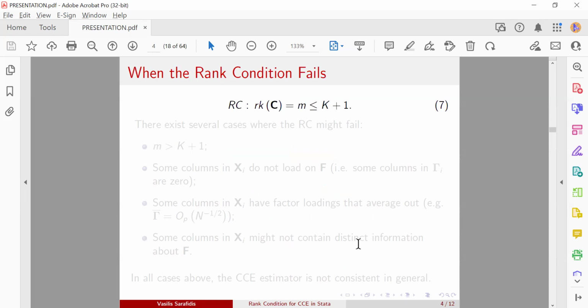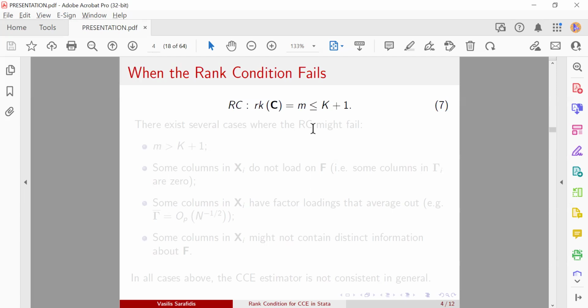Now, the rank condition can be expressed as follows here. So the rank of C equals M. That's the first condition. And the second condition is that M is less than or equal to K plus 1. When the rank condition fails, as we said before, CCE is no longer consistent.